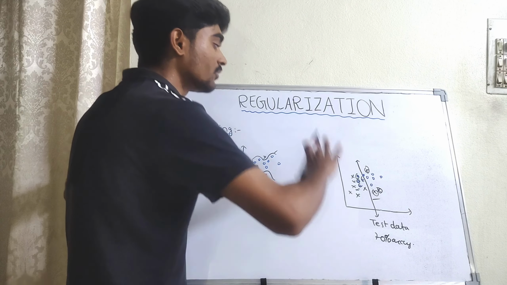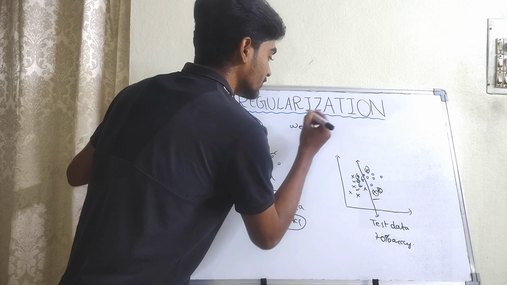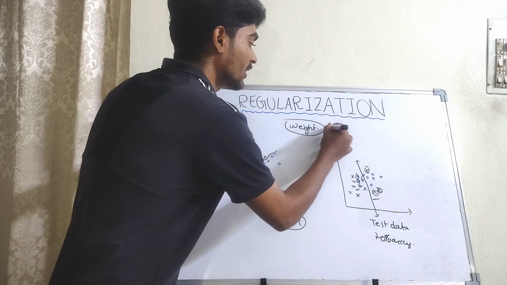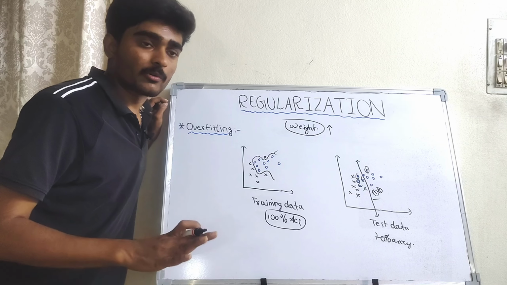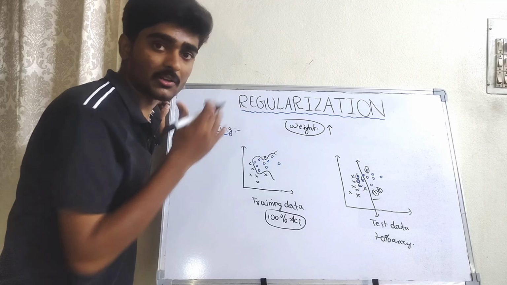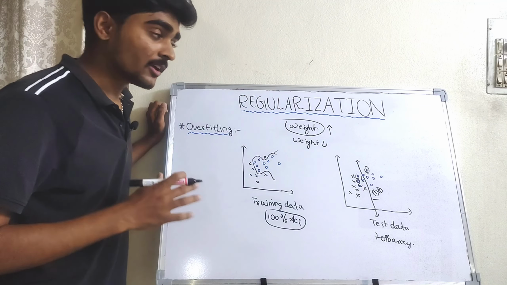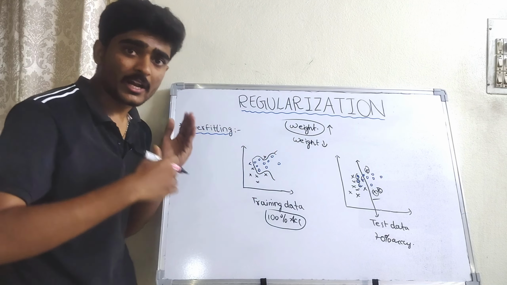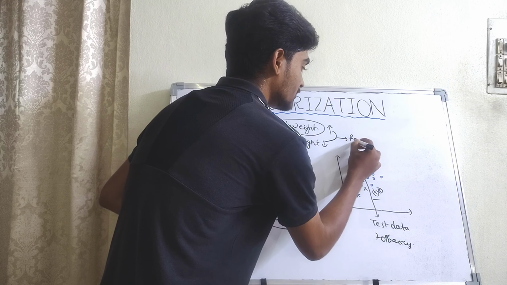Now, due to this overfitting, what actually happens is the weight values are very high. In case of overfitting, the weight values are much higher. Now, to solve the problem of overfitting, we need to reduce the values of the weights. Listen carefully: the process of reducing the values of the weights from a higher numerical value to a lower numerical value is called regularization.